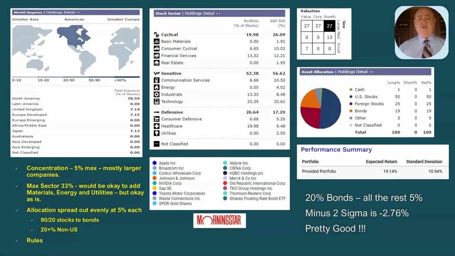This looks awesome. This is a portfolio that's just going to go up. It's going to wiggle a little bit on the way up, but it's just going up. So I'm going to go ahead and add this to our list of portfolios. I'm calling it the Apple portfolio because I started with Apple and built a portfolio around it. Let's see how this goes into the future.